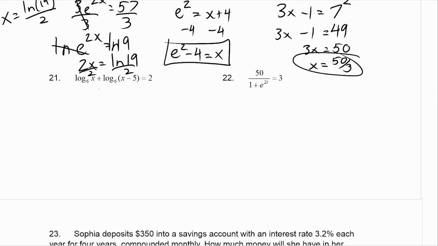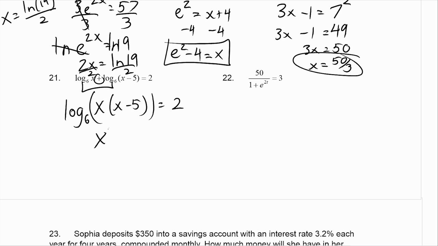Next, 21. Since I have 2 logs, we need to make sure that we put them together before I get rid of it. So to put these 2 logs together, you need to combine them. Since they're addition, we're going to multiply the x and the x minus 5. So I'm going to say x times x minus 5. And then make sure that that's all log base 6 is equal to 2. Now, once you get the log by itself on one side, you can now switch it over to 6 to the second power is equal to whatever's on the inside. So I end up getting x squared minus 5x, I'm just distributing ahead of time, equal to 6 to the second power, which is going to give me 36.